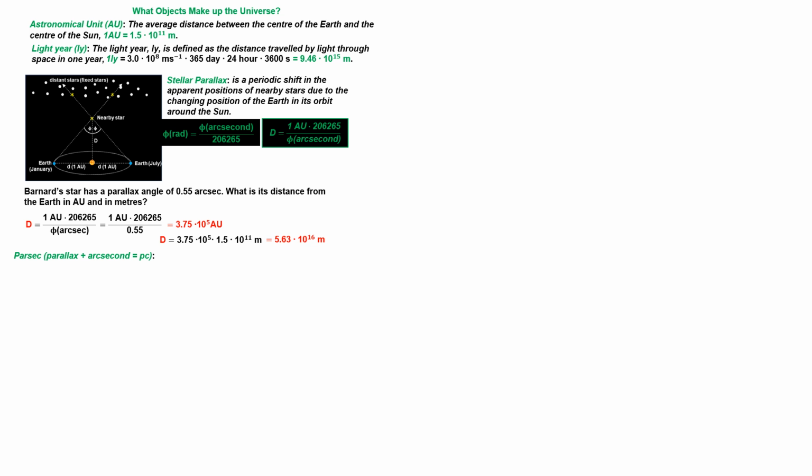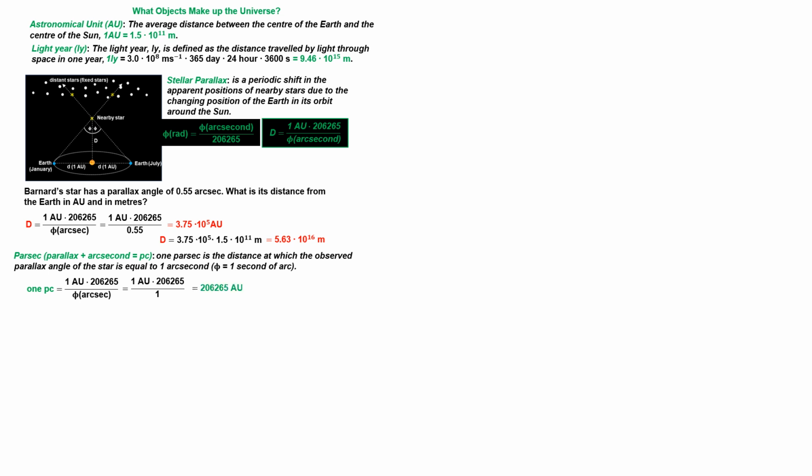We are now in a position to define the distance unit parsec. 1 parsec is the distance at which the observed parallax angle of the star is equal to 1 arcsecond, 1 second of arc. We can rewrite the formula. Writing our parallax formula in this way allows us to define a new natural unit for distance in astronomy, the parsec.